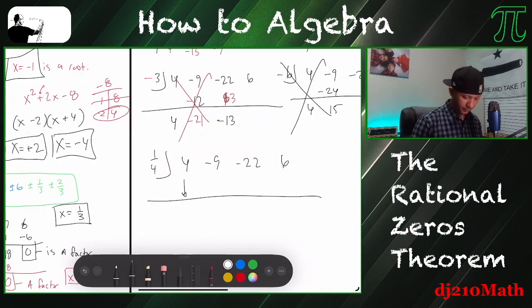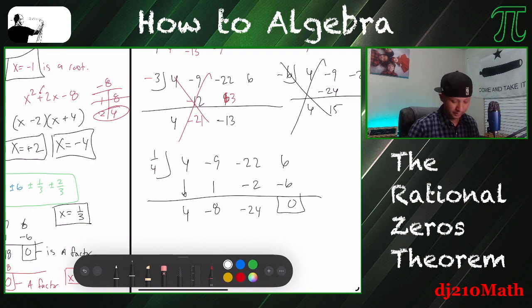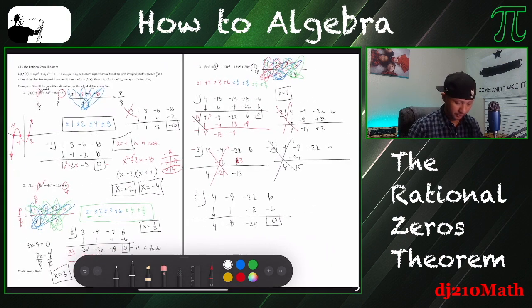Okay, let's try 1/4. Bring down the 4. 4 times a 4th, which is 1. That's nice. When you add this up, negative 8. It's looking good. Times a 4th. So negative 8 divided by 4, negative 2. Plus negative 22, you get negative 24. Divided by 4 is negative 6. And haha, we get one of the zeros. So this is x equals a 4th. We know it is a factor.